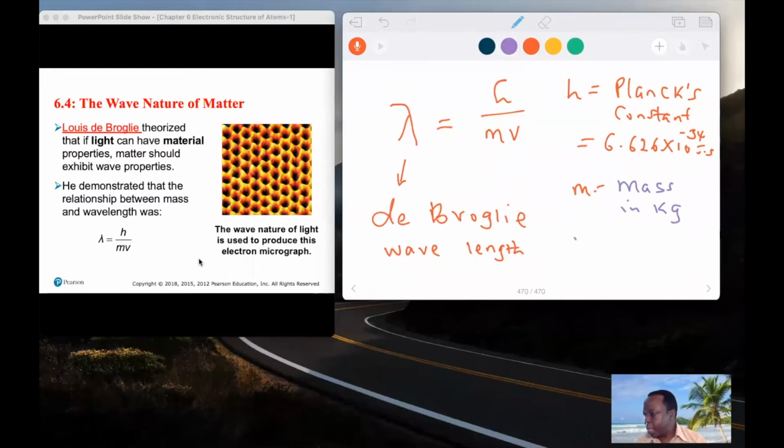And then this one, it could be speed. You may be given speed or velocity.